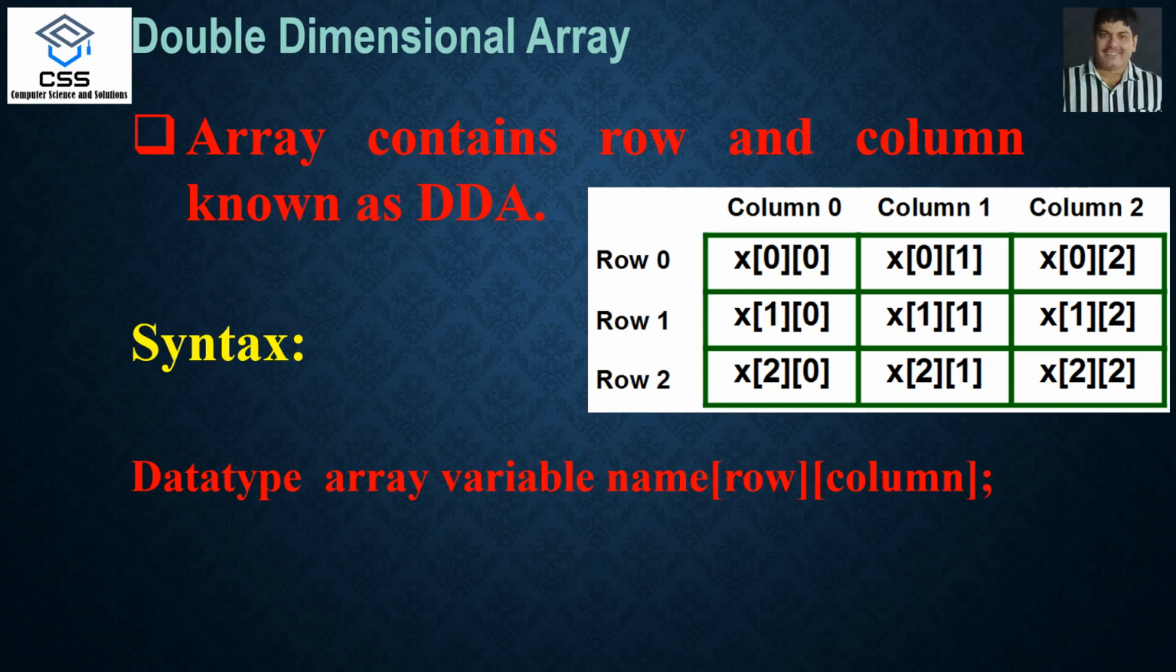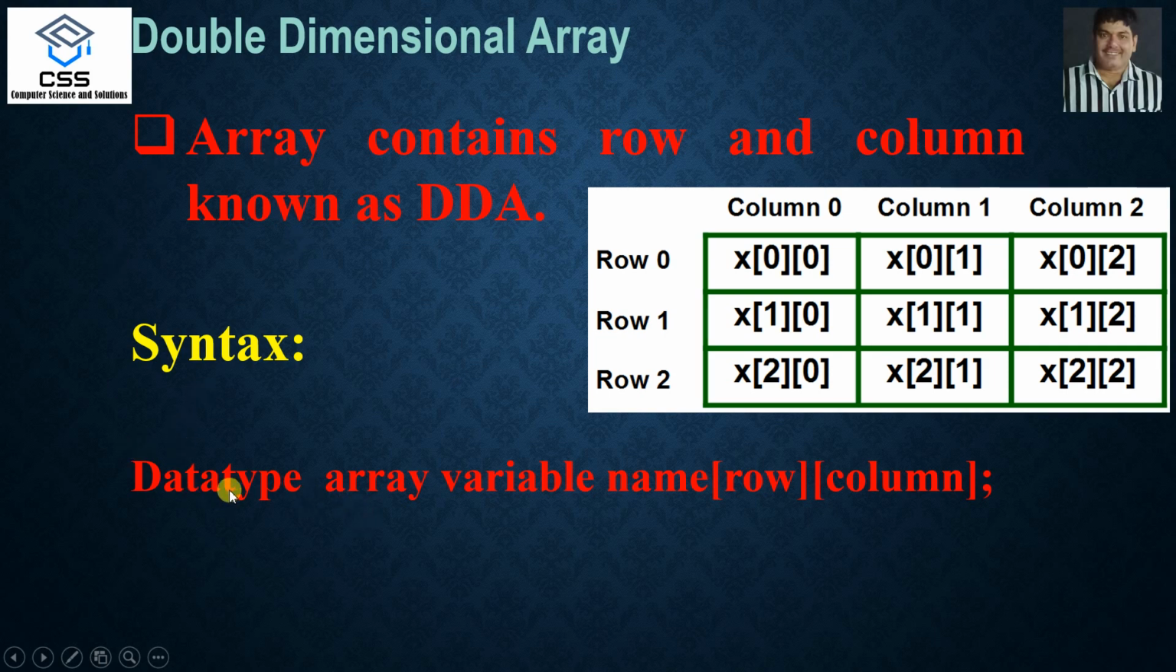First row minus 1 is 0, first column 1 minus 1 is 0, so first row first column is 0 0. First row, second column: first row means 0, second column means 2 minus 1, that is 1. First row, third column: 1 minus 1 is 0, third column 3 minus 1 is 2. Like this, second row, first column: 2 minus 1 is 1, and first column 1 minus 1 is 0. Accordingly, the elements will be represented.